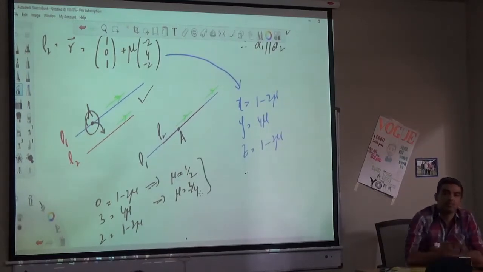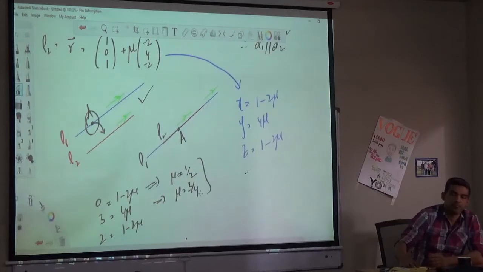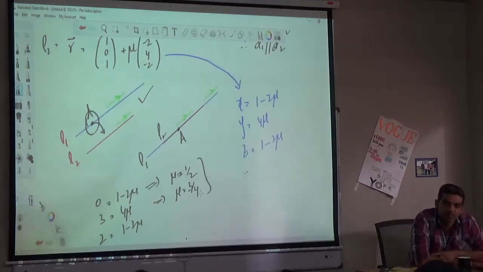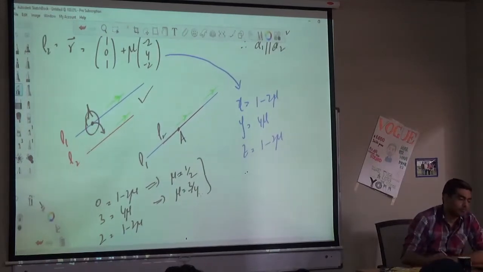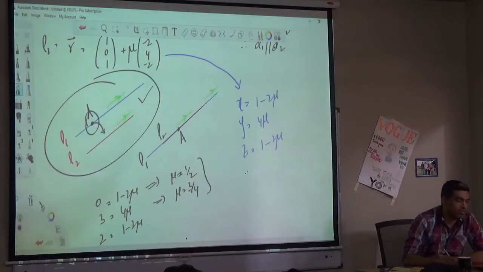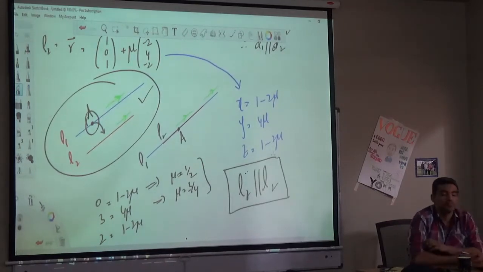If they were equal, then it would be the same, and the lines would overlap. If the same values come out, that means the point is common to both lines, which means both the equations are representing the same line. The lines are not parallel. So, we got the mu value different, which means A does not lie on the other line, which means this is not the overlapping case. Therefore, we say line L2 is parallel to line L1.